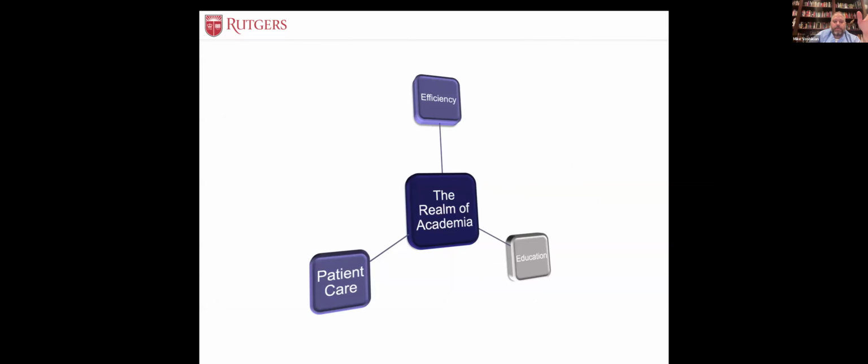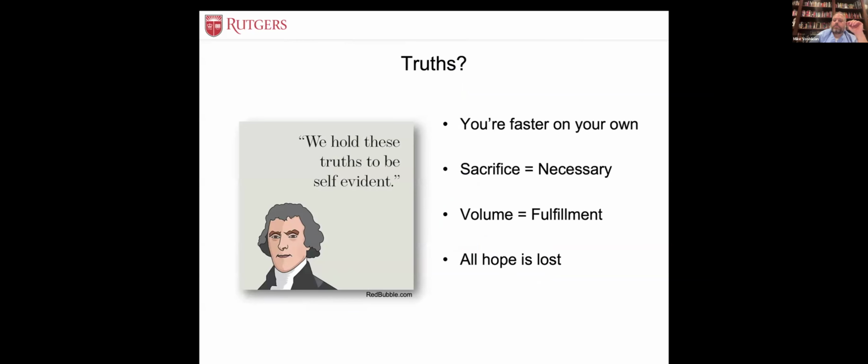Now, the realm of academia, if you look at it, you can break it down into 3 categories: patient care, efficiency, and education, right? And I intentionally made this graphic look this way because it makes them look like they're all competing with one another. But in actuality, they don't have to compete with one another. They do not have to be mutually exclusive things, and you do not have to sacrifice one to find the other.